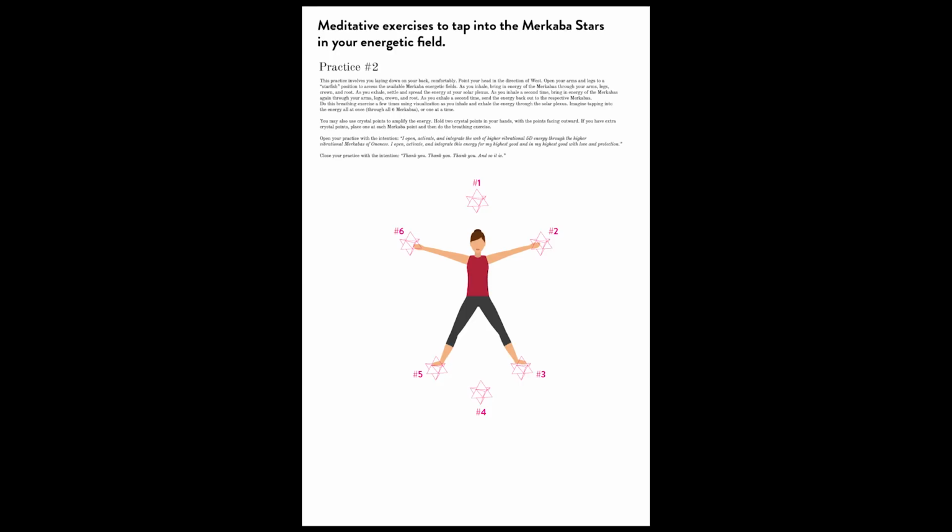But if you want to just kind of bask in the energy and bring in all of the energy of all the 6 points, you can lay down, open your arms and your legs in starfish and imagine pulling in the energy from each of those Merkabas that you are tapping into through your crown, your arms, your hands, your feet, your legs, and that root space.